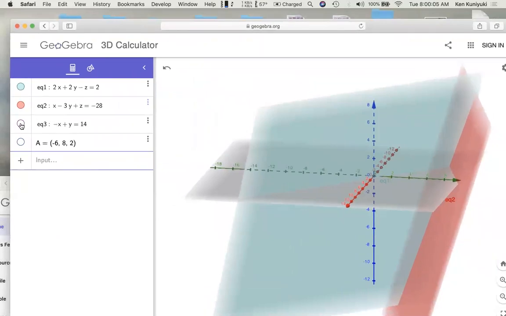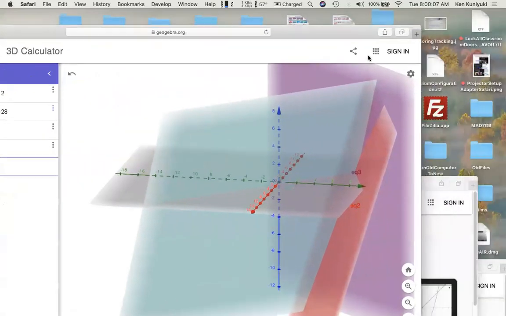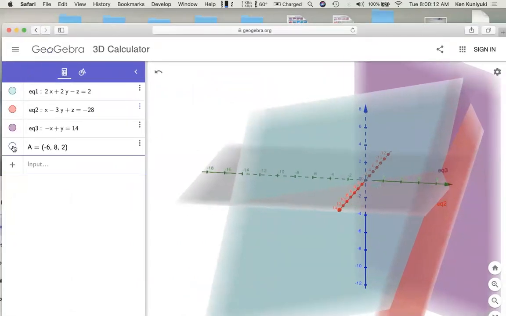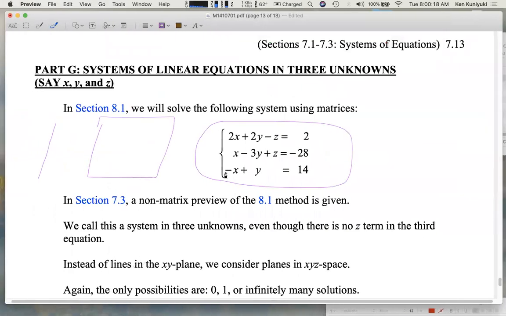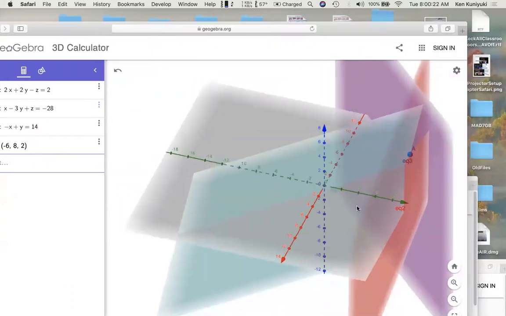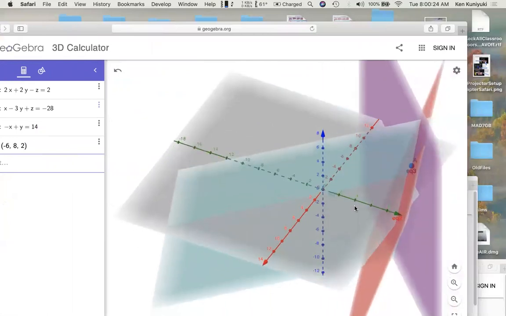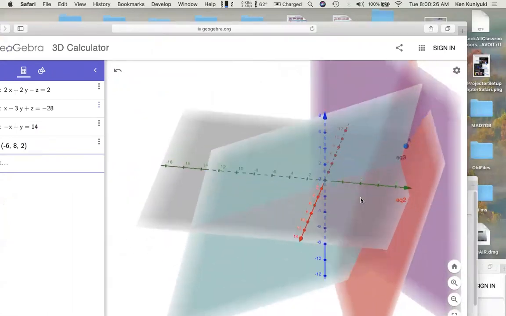Equation 3, that's going to intersect that line at a point, and the point is the common point of intersection. -6, 8, 2. It turns out that's the solution for the system. We'll find that in 8.1. I'll rotate this around, and you can see how this point lies on all three planes.